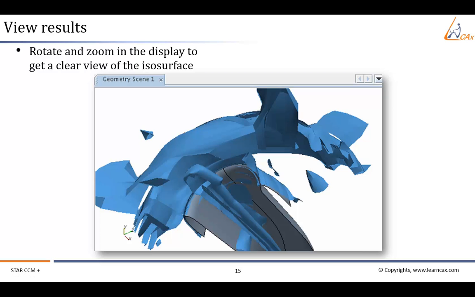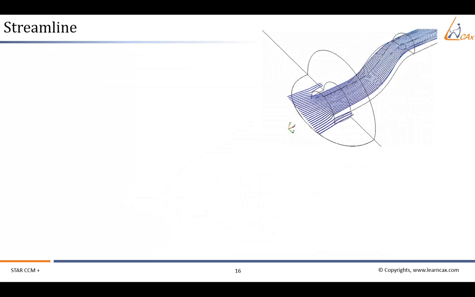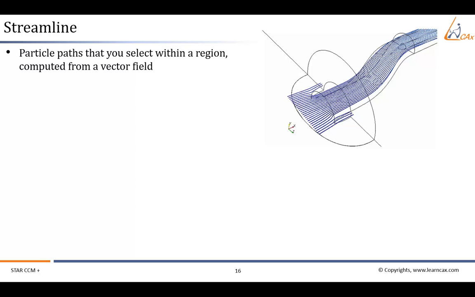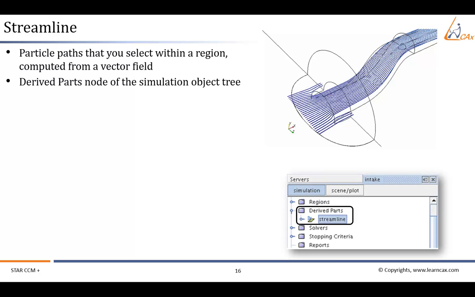The next entity that we will see is the streamline. So, what is the streamline? The streamline part represents particle paths that you select within a region computed from a vector field. A streamline part node has its own properties and pop-up menu and is contained in the derived parts node of the simulation object tree. The streamline part may be computed from any vector field, but generally it makes sense to construct streamlines from a velocity field.